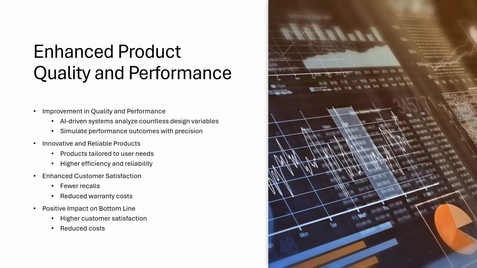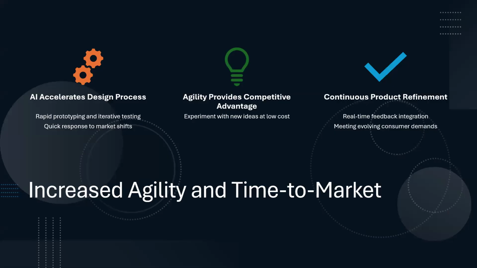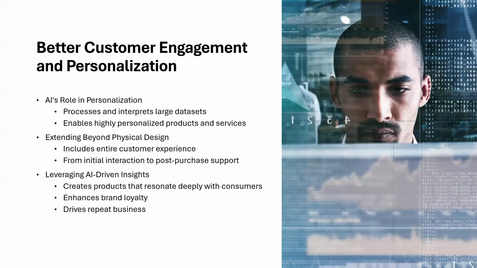When we talk about enhancing product quality, we want to improve both the quality and the performance. Of course, the product must be innovative and reliable, we don't want to lose out in terms of quality. Enhance customer service satisfaction and improve the bottom line, right? Higher customer satisfaction and reduced cost. That's what we do. So here is the agility and time to market. AI can accelerate the design process, improve the competitive advantage, and finally we are able to have better continuous product improvement, right?